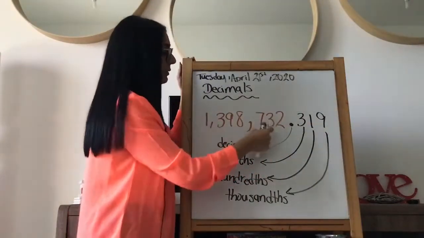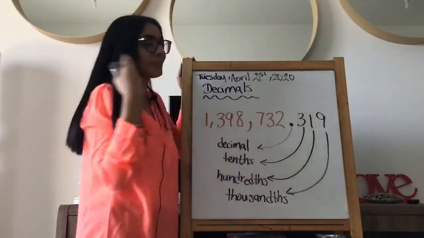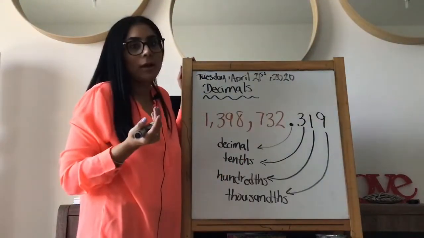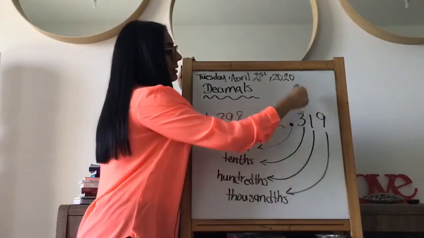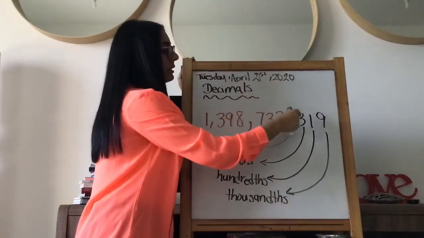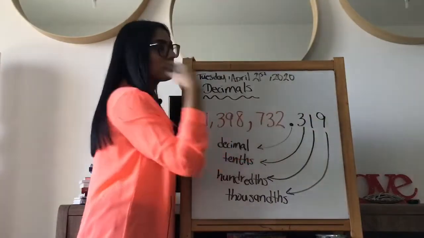And of course, everyone knows this is ones, tens, hundreds, thousands. That's memorized because you've done so much practice with it. You need to memorize these place values. So the decimal, tenths, hundredths, thousandths. Decimal, tenths, hundredths, thousandths. Just memorize that.